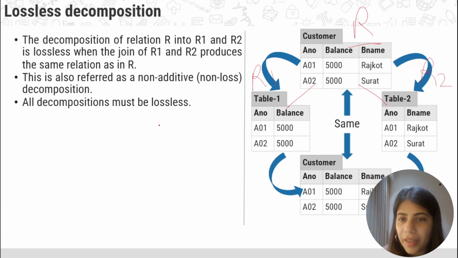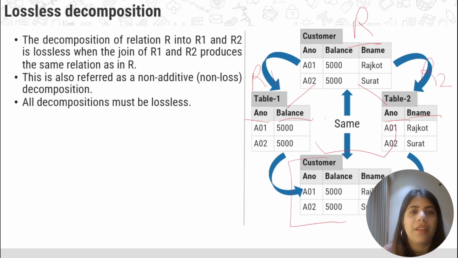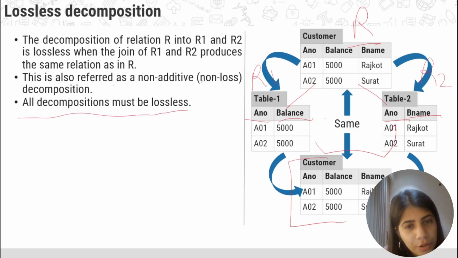However, over here I put the account number in both tables, and balance and bank name in both tables. So now when I join them, the result is exactly the same. So this is lossless decomposition. This is also referred to as non-additive, which means non-loss decomposition, and all decompositions must be lossless. We should not lose any data or add any more data.